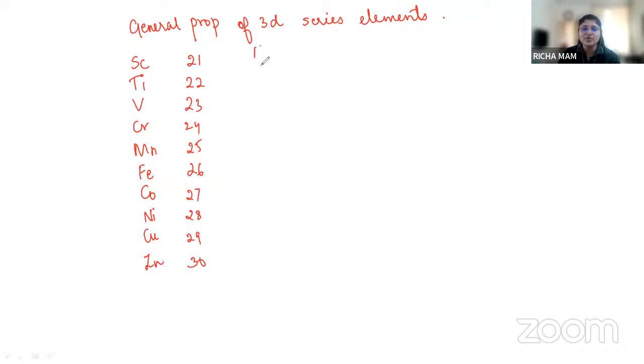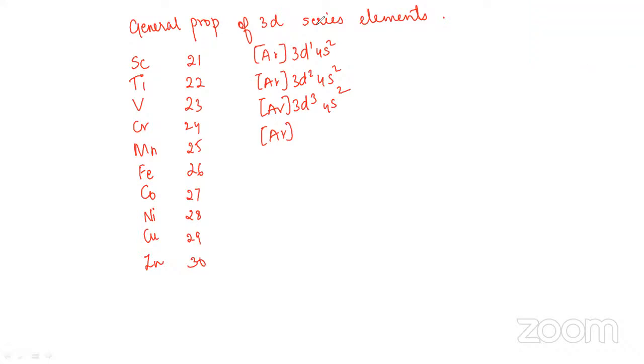What will be the electronic configuration? Argon 3d1 4s2, then argon 3d2 4s2, same, 3d3 4s2. Then what is manganese? Can anyone tell me? Manganese is 25.